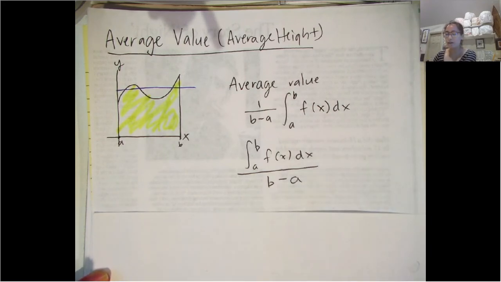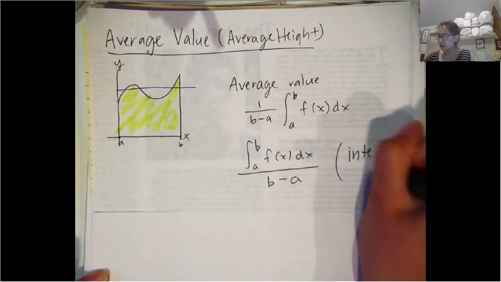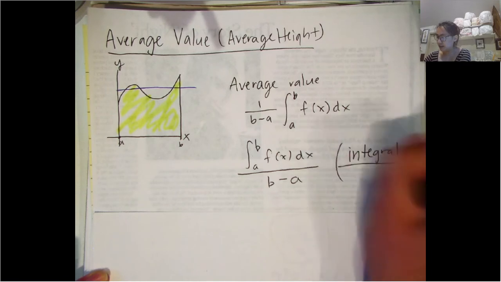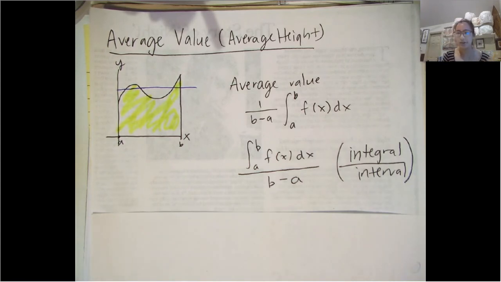So the mnemonic for remembering average value is integral over interval. I mean, really, it should be definite integral over interval, but hey, this way it's got the first two letters being the same. Okay, so let's go ahead and do an example.